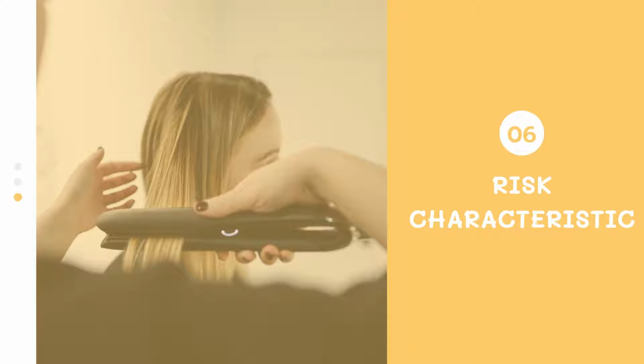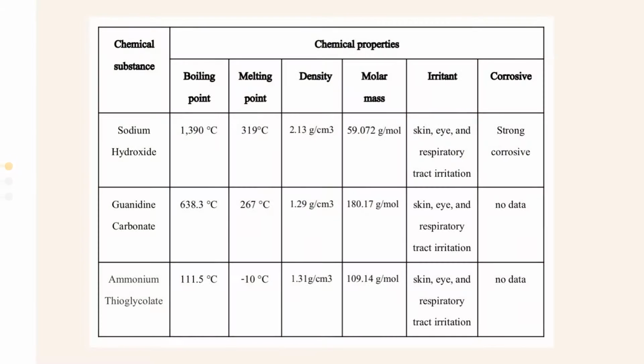Risk characterization. These are the chemical properties of the three chemical substances: boiling point, melting point, density, molar mass, irritant, and corrosive.